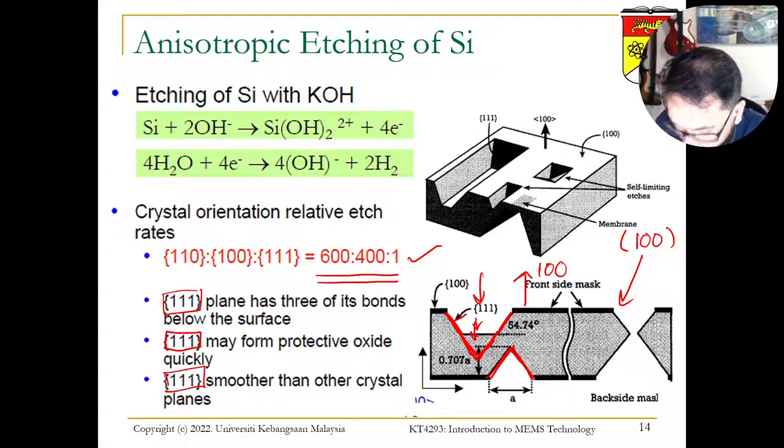If we etch from the top and from the bottom like this, the blind cavities from both directions can meet in the middle here, producing a hole, a true wafer hole.